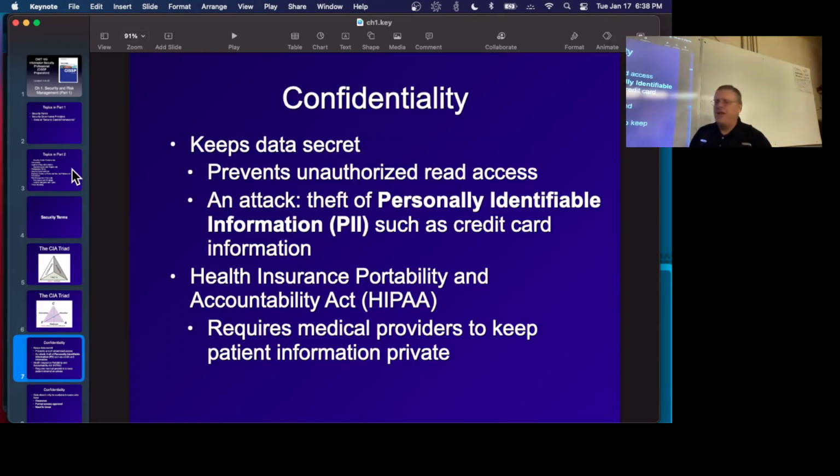Confidentiality keeps data secret, so theft of PII, like credit card information, names and addresses, and Social Security numbers, is a bad thing. You don't want that. If people steal that, you're going to have trouble. HIPAA is the law that requires you to protect medical information on computer networks, and there are many other rules.